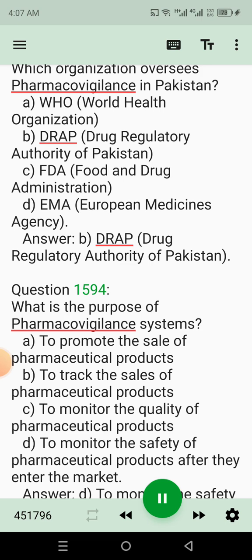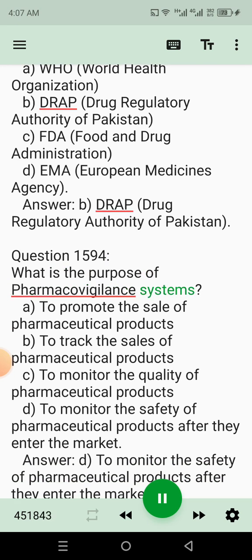Question 1594. What is the purpose of pharmacovigilance systems? A.